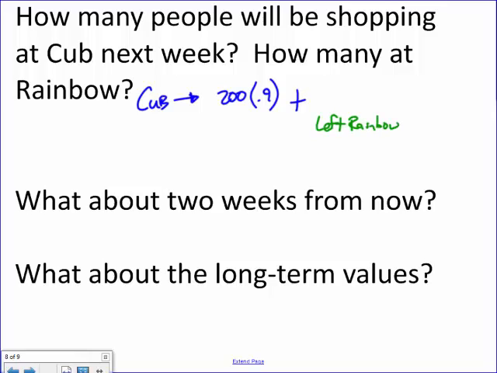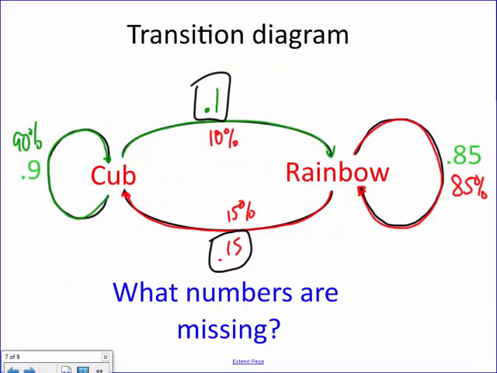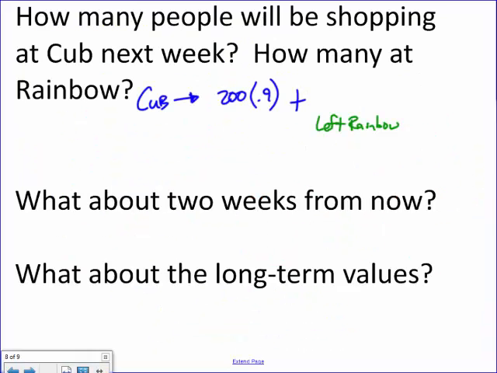So what percent left Rainbow and are coming to Cub? How do we figure that out? Right here. 15% are leaving Rainbow and heading to Cub, right? Because 85% are returning to Rainbow. So then I'm also going to get, out of those 250 that went to Rainbow, 15% are going to Cub now. And I can just multiply and add there to figure out what's going to be at Cub next week.